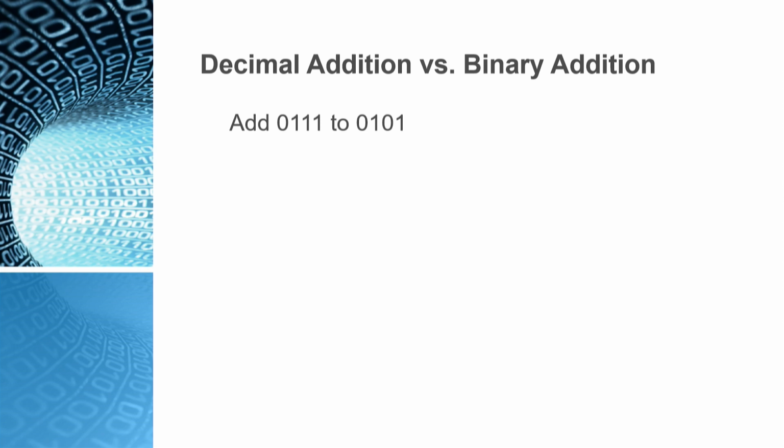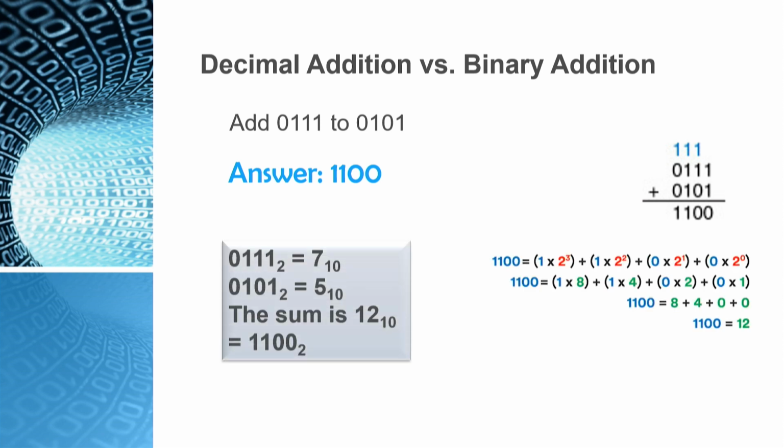Let's try another example. Compute 0, 1, 1, 1 plus 0, 1, 0, 1. Using binary addition, the sum is found to be 1, 1, 0, 0. We can check our work by repeating the computation in decimal. 0, 1, 1, 1 is 7 in decimal. 0, 1, 0, 1 is 5 in decimal. 5 plus 7 gives 12, which is represented as 1100.